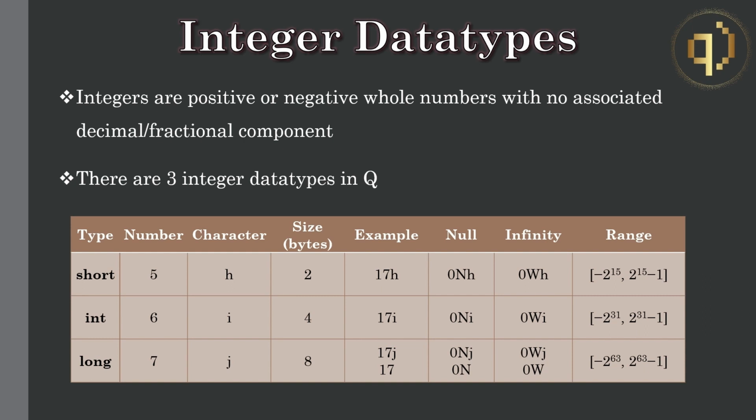Finally, the long data type is a 64-bit or 8-byte integer value. In Q, a long integer can be identified with the J character suffix, but the suffix may be omitted. For example, 17J, or just 17 without any character suffix, is the long integer 17. Long values can range from -2 to the power of 63 up until 2 to the power of 63 minus 1.